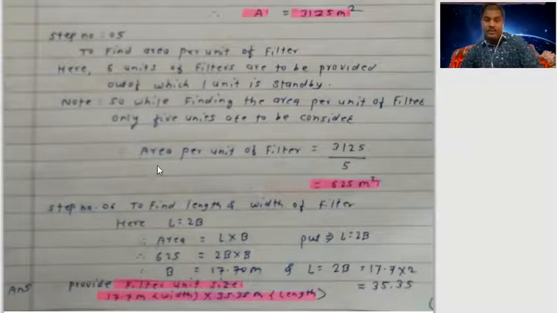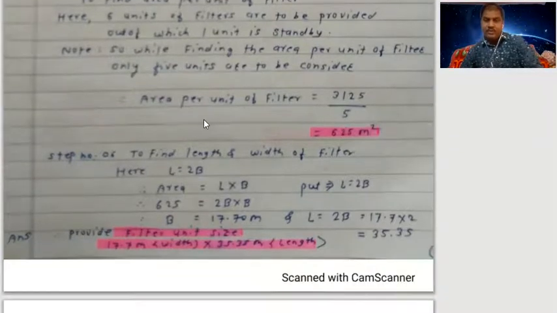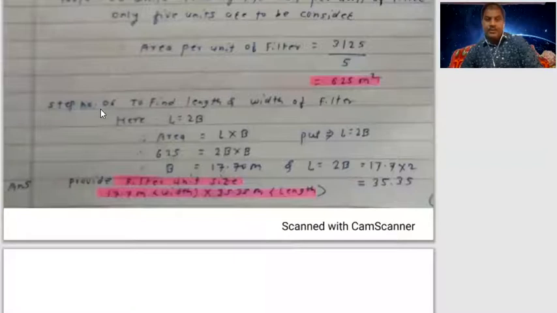You have to take only 5. Okay. Then area per unit of the filter is equal to 3125, that is the surface area, divided by the number of units, that is 5. Then after calculating, you get area per unit of the filter equal to 625 square meter.